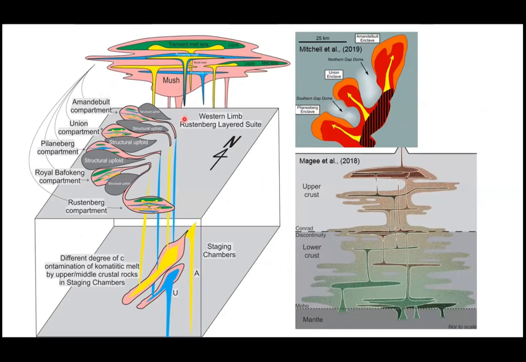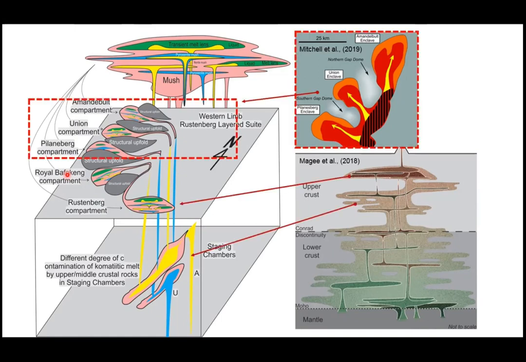This is the western limb, with the north, and different compartments from Mokopane to the north, to Rustenburg to the south, separated by structural uplifts. And also we added the Rooiberg Bafokeng mine as a new compartment to the others. And we suggest that there is a deep staging chamber here that serves the compartments by multiple feeders from north to south. And those processes in the staging chamber, such as progressive or even regressive contamination, and also proximity to the feeder conduit in the compartment, could be the reason for some changes along the strike in different compartments.